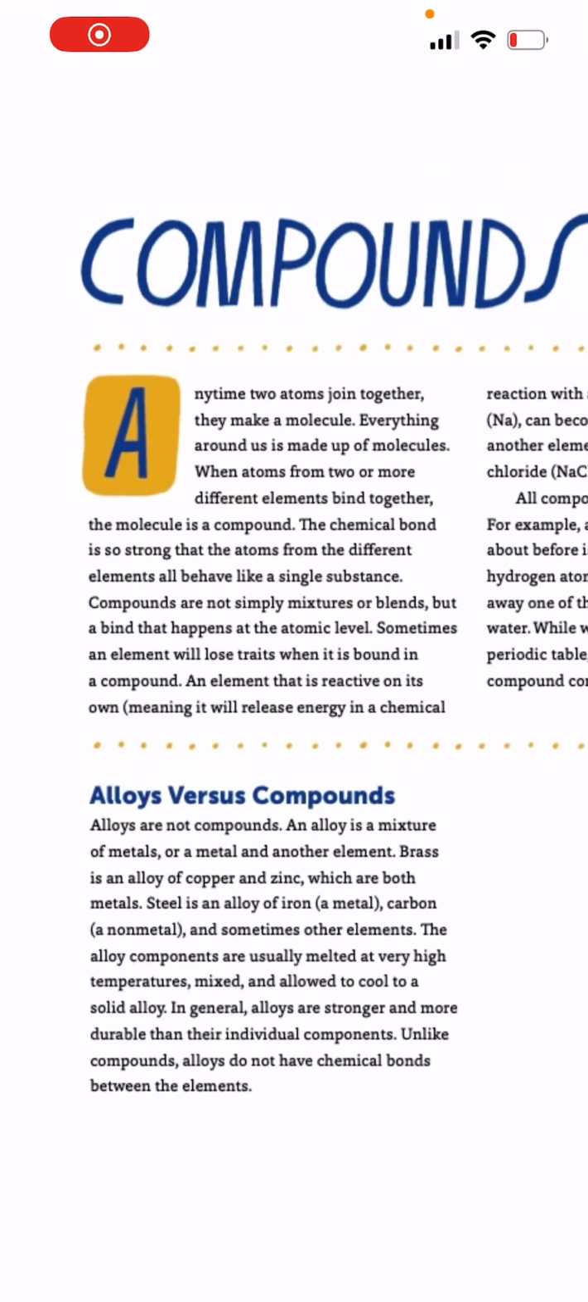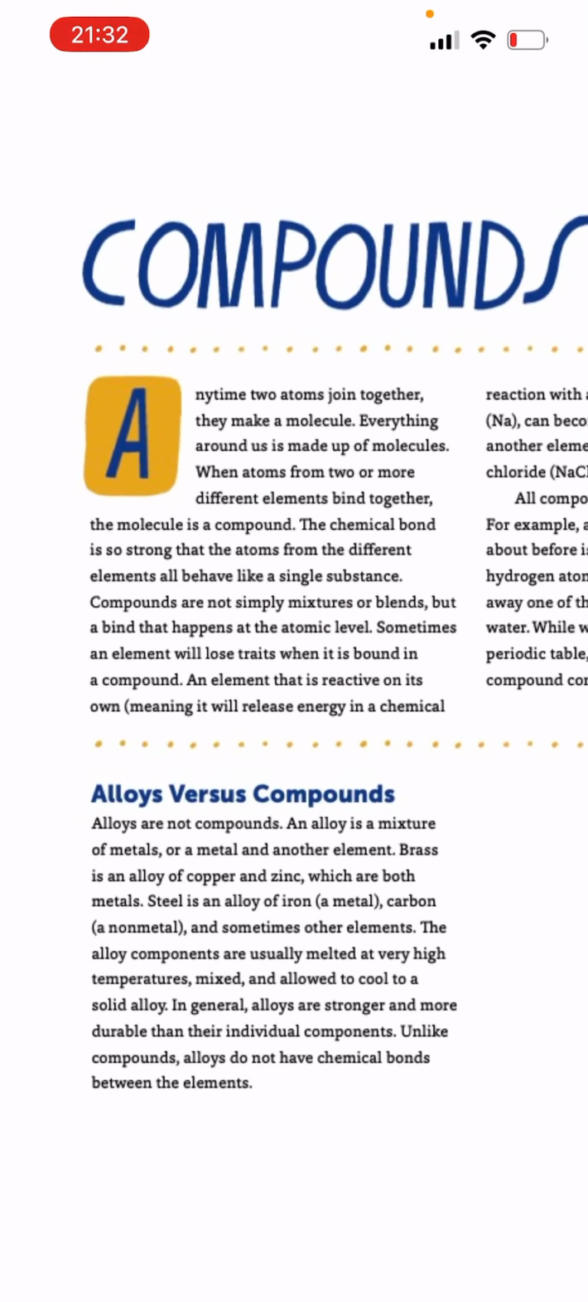Compounds. Anytime two atoms join together, they make a molecule. Everything around us is made up of molecules. When atoms from two or more different elements bind together, the molecule is a compound. The chemical bond is so strong that the atoms from the different elements all behave like a single substance. Compounds are not simply mixtures or blends, but a bind that happens at the atomic level.